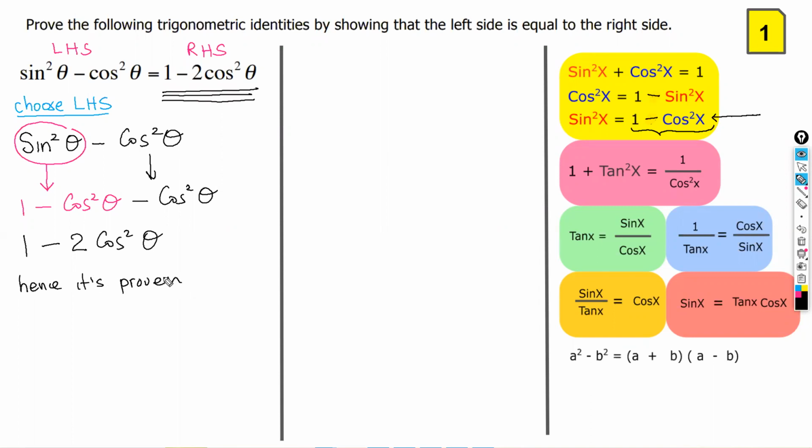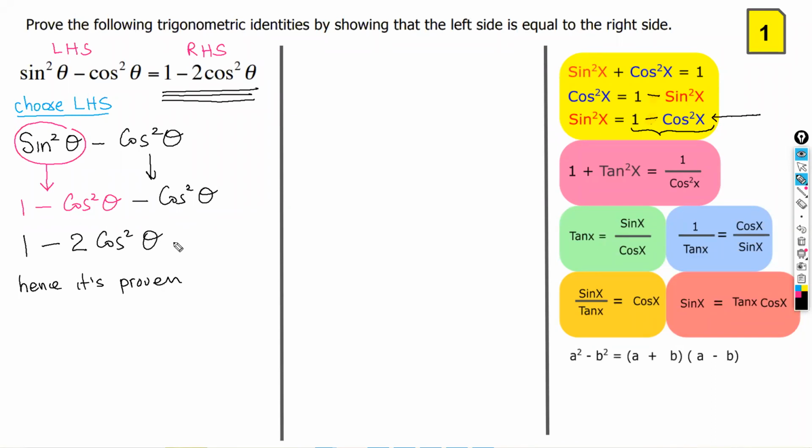Okay, let's write a simple sentence. This one is really easy. You're never going to get one this easy in the exam. But this one is just to show you the concept of how you take the left-hand side, use one of the formulas, or a combination of formulas, to make it look like the right-hand side.